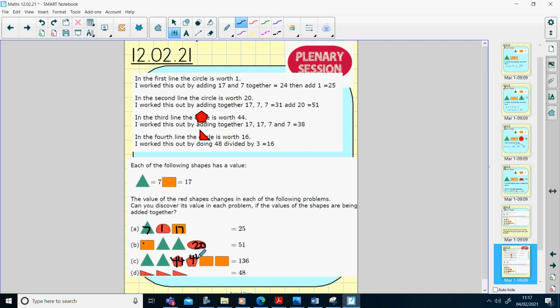And then at the bottom, this one was a little bit different. We had to do some division for this one. So we had 3 red triangles, and they each have a total which when added together gives us 48, and the answer is 16. So each red triangle is worth 16.